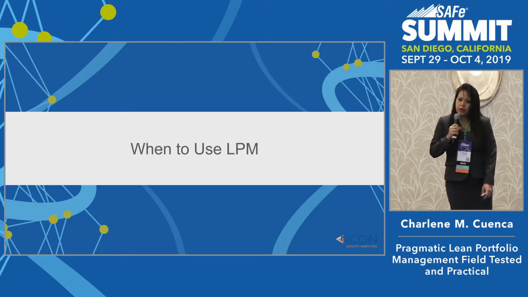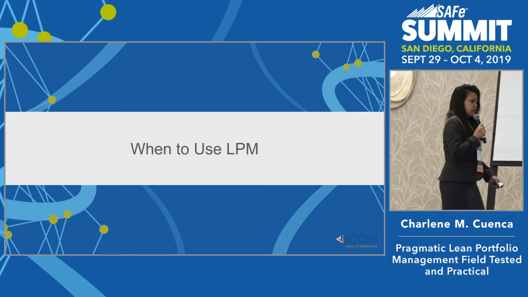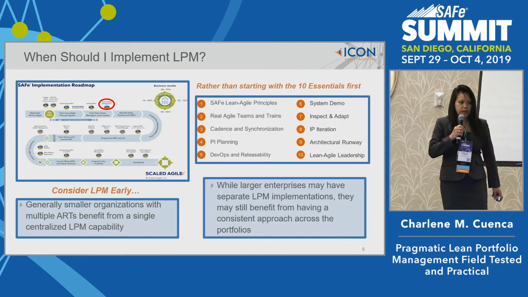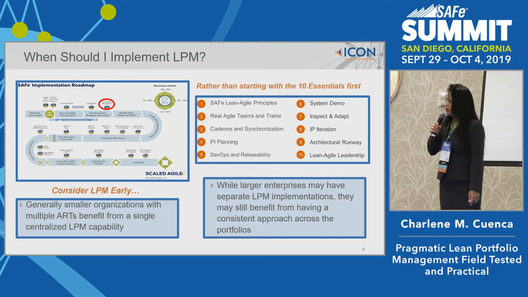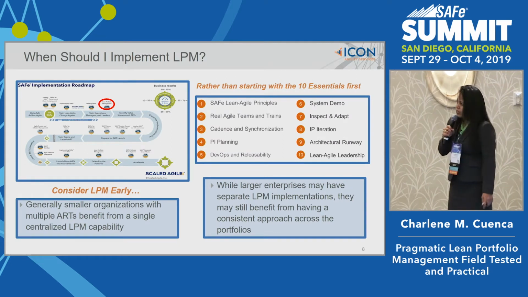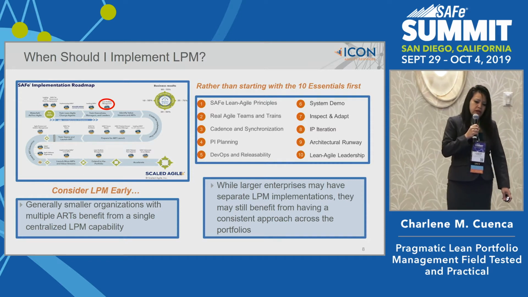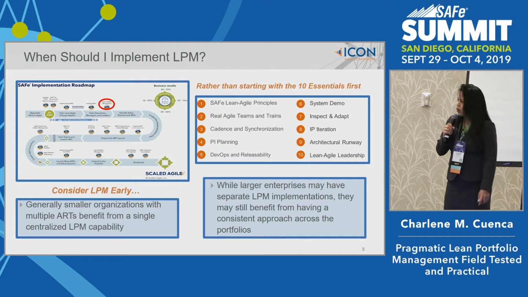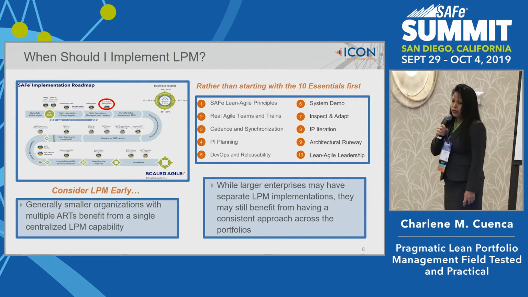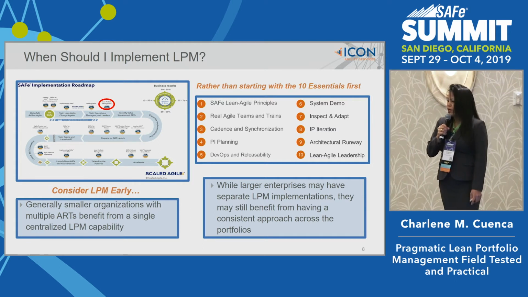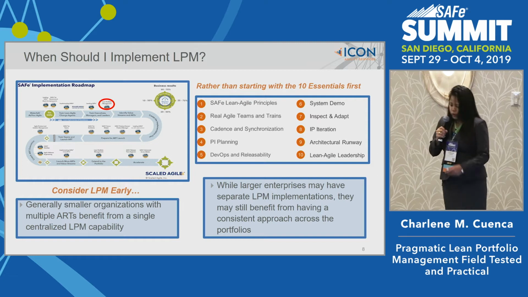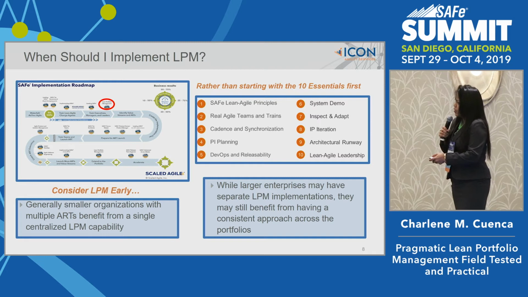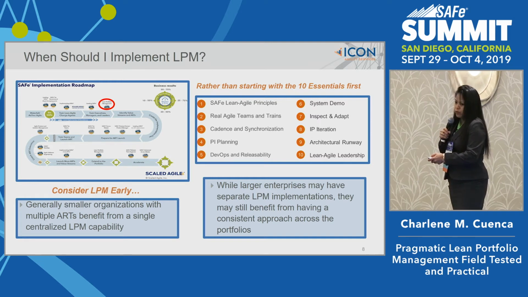So what about lean portfolio management? Do I need that in all cases? When should I think about using this? Well, the nice thing about SAFe 5.0, the new version of the implementation roadmap really starts to plant the seed that we might need some lean portfolio management practices early on in our journey, maybe even earlier than we originally considered before. In previous versions of the framework, we didn't have lean portfolio management even as something that we should be thinking about until very late in the implementation roadmap.